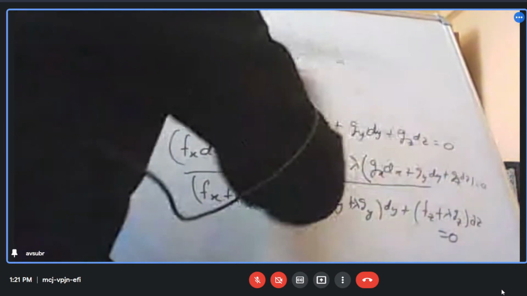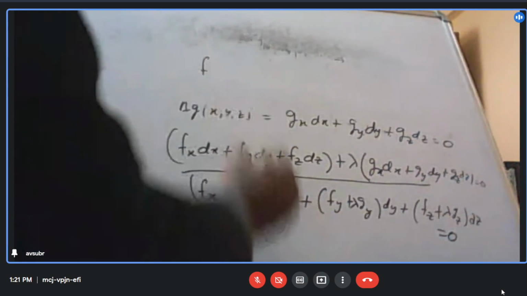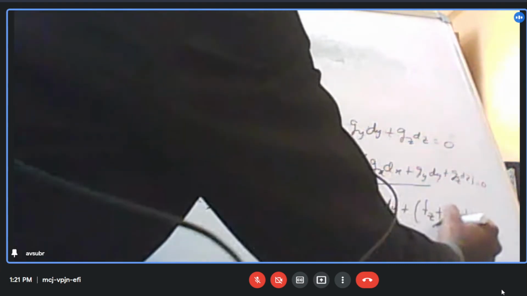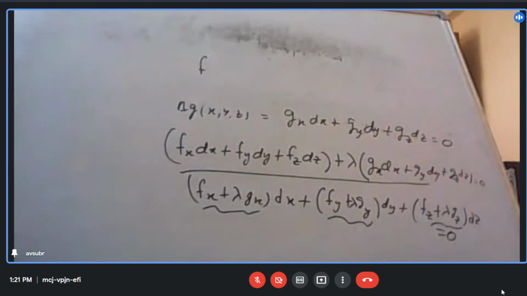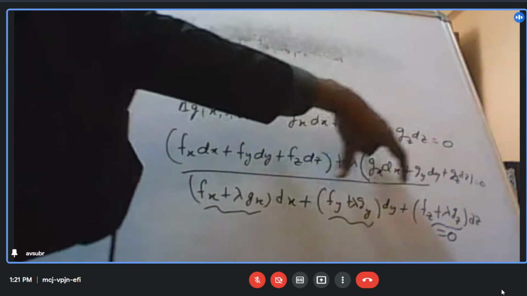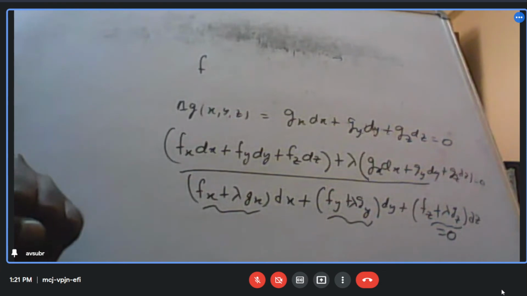Or it means that this is only depending on x, this is only depending on y, and this is only depending on z. So these three terms can be 0 only and only when individually this is equal to 0, this is equal to 0, and this is equal to 0. Is it or not? Yes, sir.